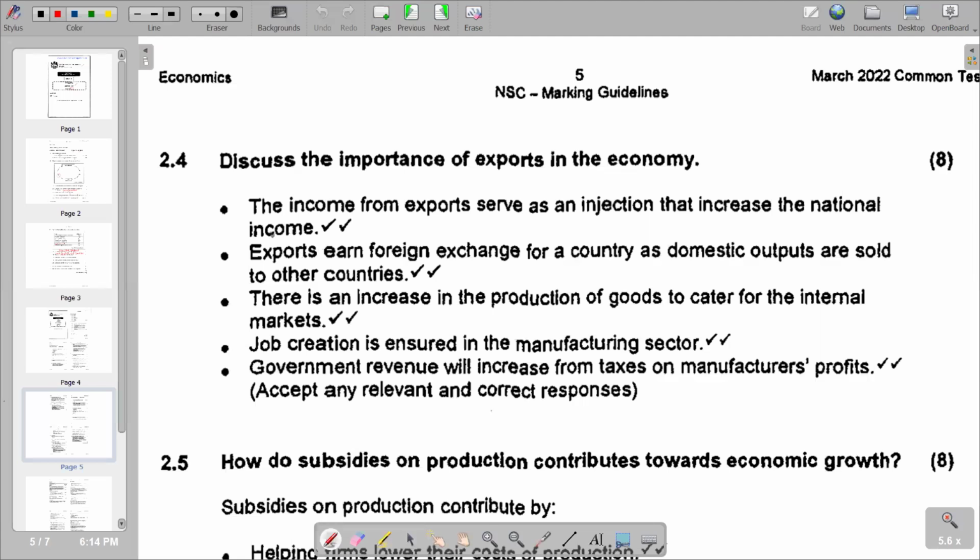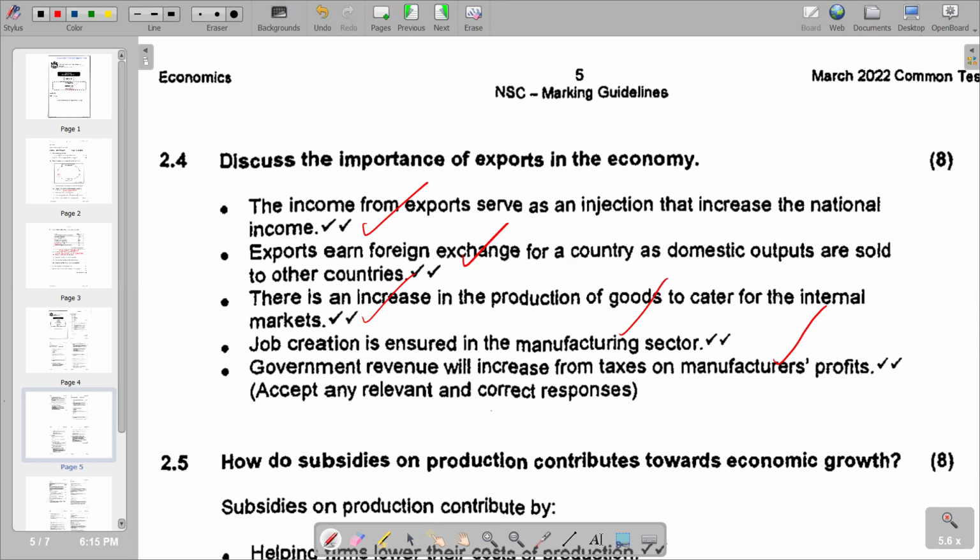So the first point is saying the income from exports serves as an injection that increases the national income. Second, I say exports aid foreign exchange for the country as domestic output is sold to other countries. And then next, there is an increase in production of goods to cater for the internal markets. And then job creation is ensured in the manufacturing sector. And also government revenue will increase from taxes on manufacturers' profits. So basically, these are the importance that we can try to bring.